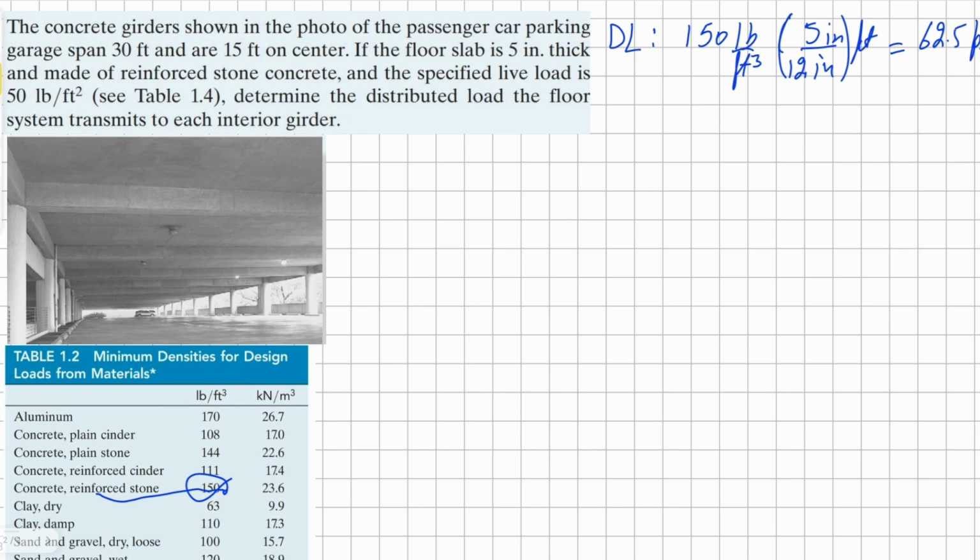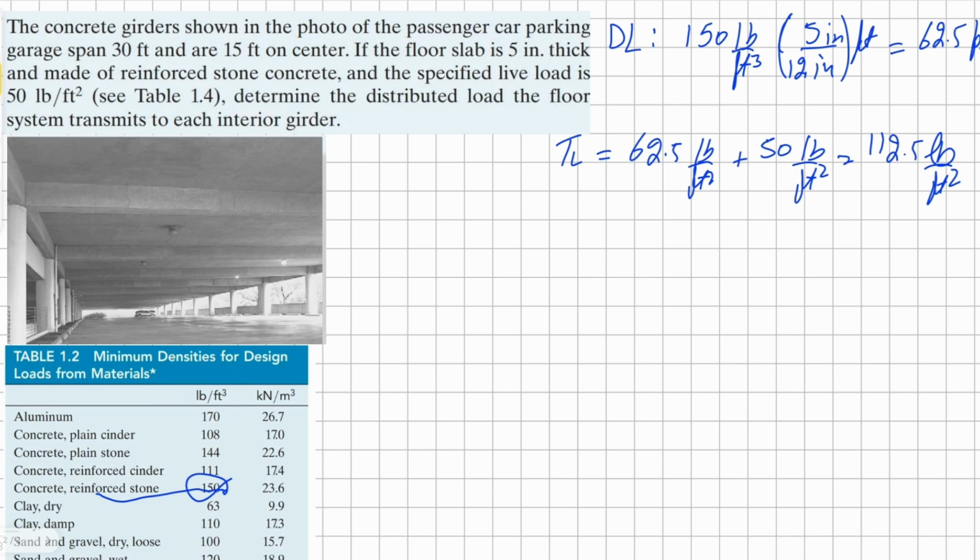And then our live load, we already know that it's 50 pounds per square foot. So our total load for this structure would be 62.5 pounds per square foot plus our 50 pounds per square foot of live load, which equals 112.5 pounds per square foot.